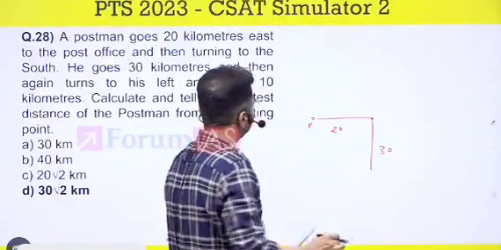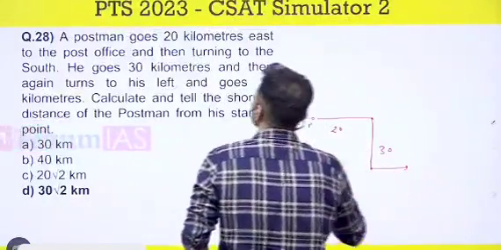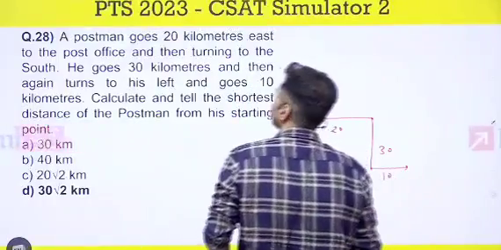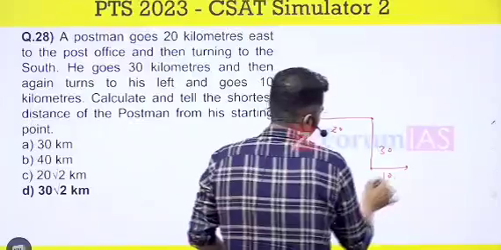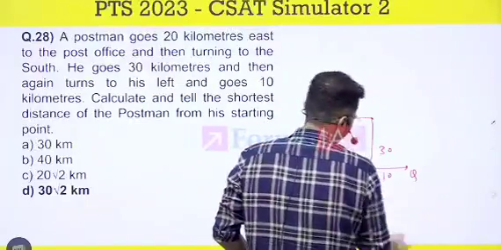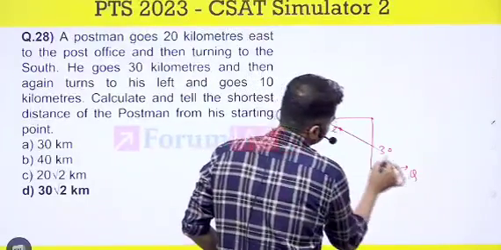And then turns to the left. So he turns to the left and goes 10 kilometers. Calculate and tell the shortest distance. Okay, so this is, let's say, point Q. So we have to find this distance.